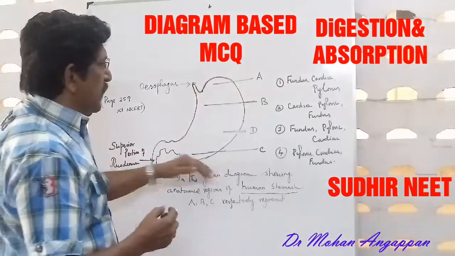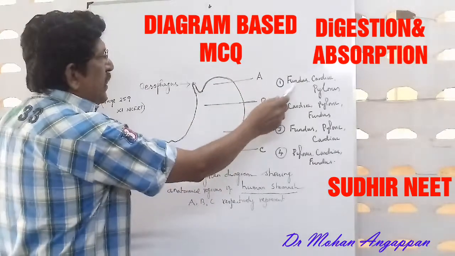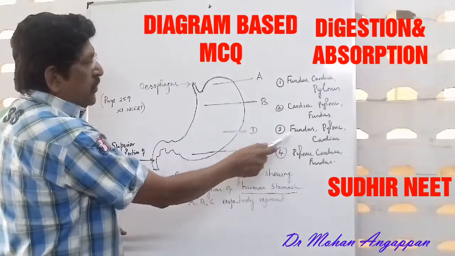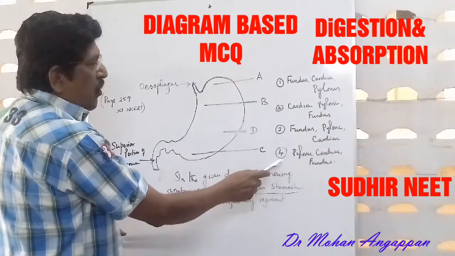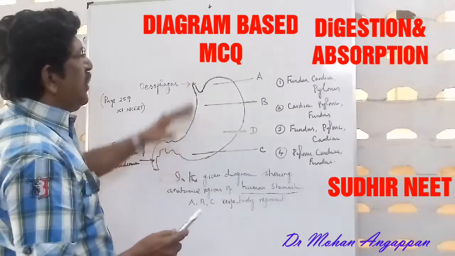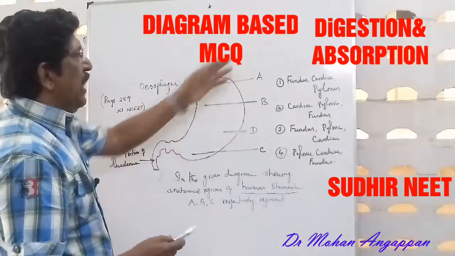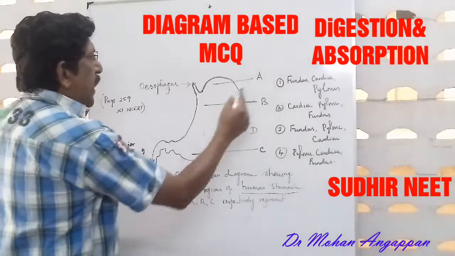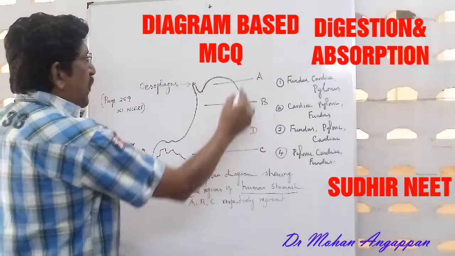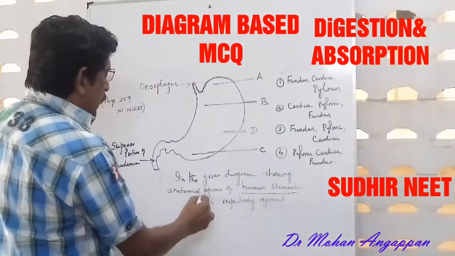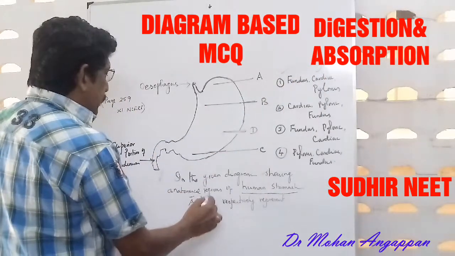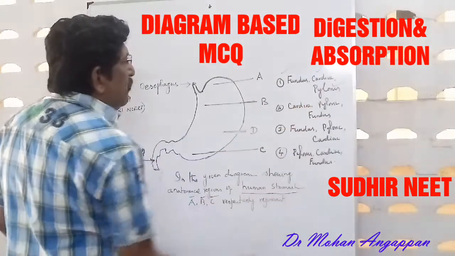So this is the question. So first option is fundus, cardiac and pylorus. Second option cardiac, pyloric, fundus. Third option fundus, pyloric, cardiac. Fourth option pylorus, cardiac, fundus. So if you have seen the diagram and already know the parts very well, you can very well answer this question. So A represents the fundus portion, B represents the cardiac stomach portion, and C represents the pyloric end of the stomach.